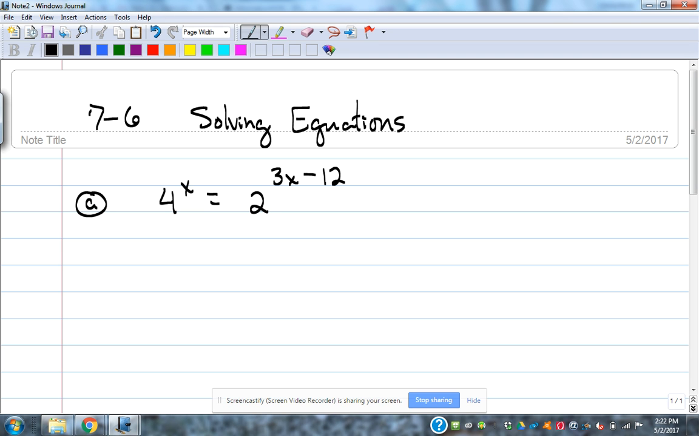Okay? So 4 is really 2 squared. That's a 3x minus 12. They're related by the same base. I could rewrite them as having the same base. 2 times that x is 2x, right? So we have 2 to the 2x equals 2 to the 3x minus 12. What does that mean about these two sides? They got to be equal. The exponents have to equal each other. If it's 2 to some power and gives me 2 to some power, those exponents have got to be the same.